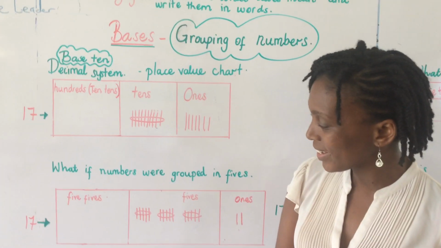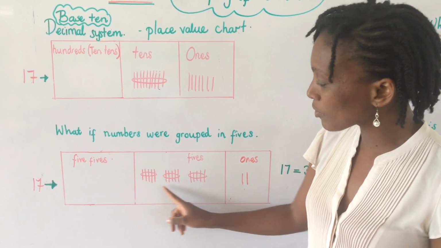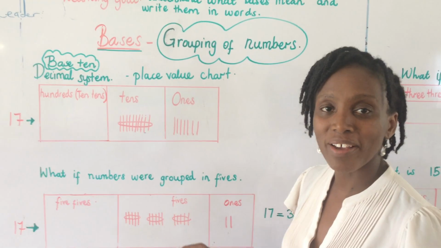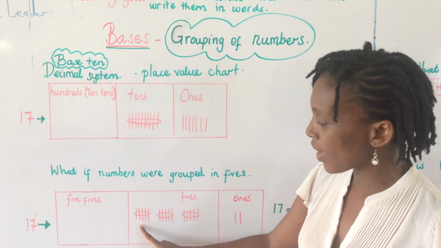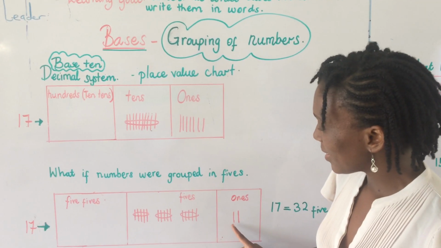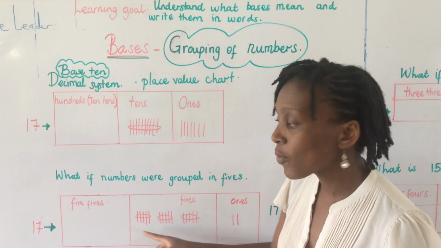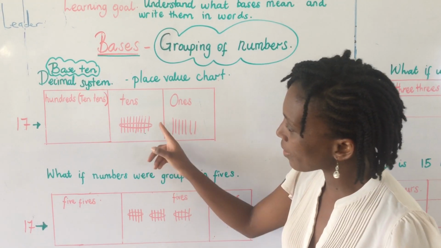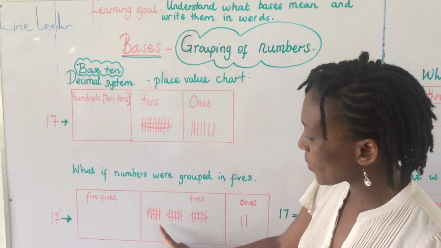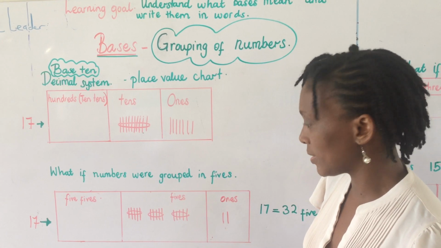If you look and see what my drawing representation is, I have groups of 5. I've just grouped sticks in fives. So count with me: 5, 10, 15, 16, 17. So 17, when grouped in fives, looks nothing like 17 grouped in tens. So we have 3 groups of fives and 2 ones.